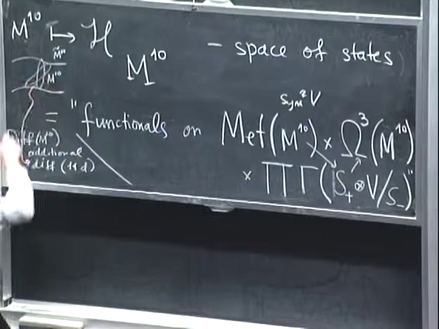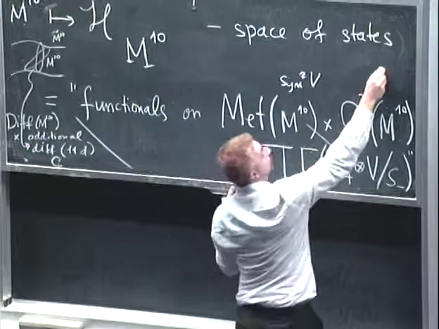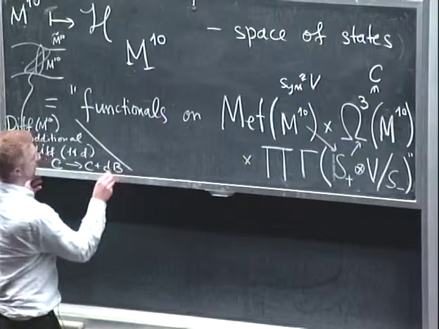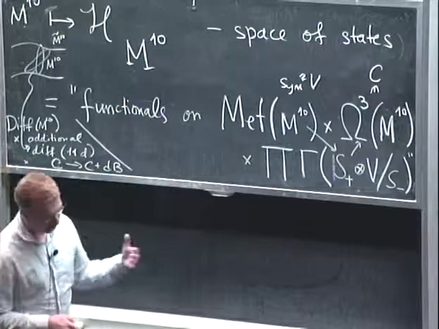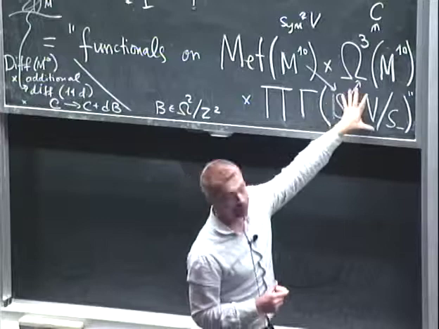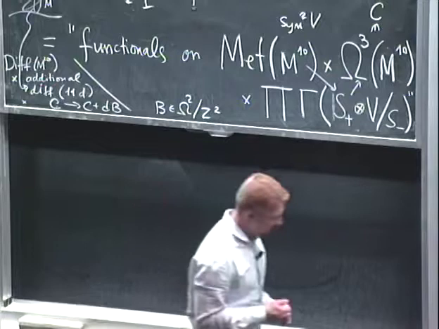Then you have the gauge symmetries of the 3 form. So if C belongs here, then you have symmetries which shift the 3 form by an exact form. So these symmetries are generated by 2 forms. B is a 2 form, in turn defined up to a closed 2 form. And then there are odd symmetries, the symmetries which act on this part. So it's a pretty complicated space, unlikely to have a nice structure.